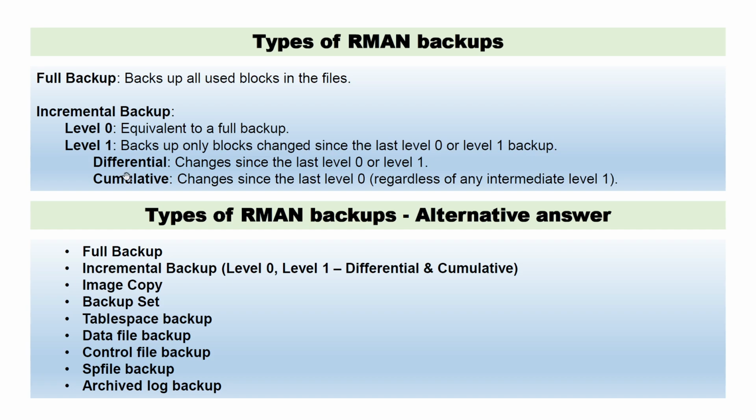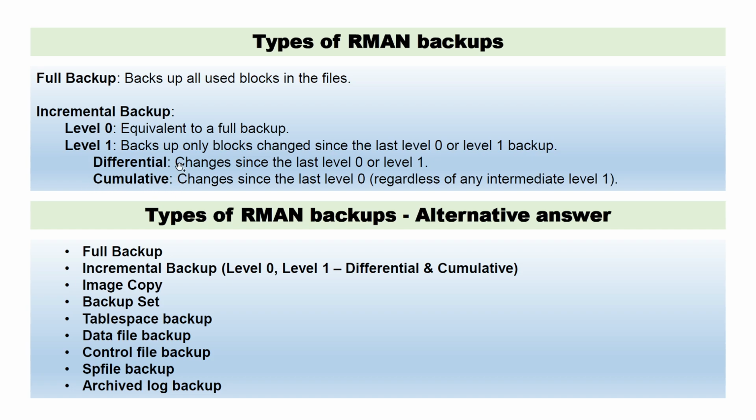So remember, this is very confusing. Differential means, let's say you have taken a level 0 backup, then you took another level 1 backup, and that level 1 backup will check what the differences are between level 0 and level 1, and it will capture all the changes that happened between them. Let's say you take another level 1 backup, it will not go back to level 0. If it is a differential, it will not go back to level 0. It will check what difference happened between level 1 and the new backup.